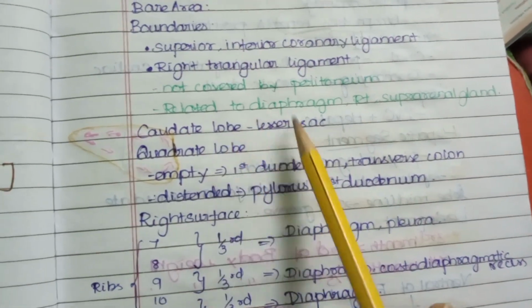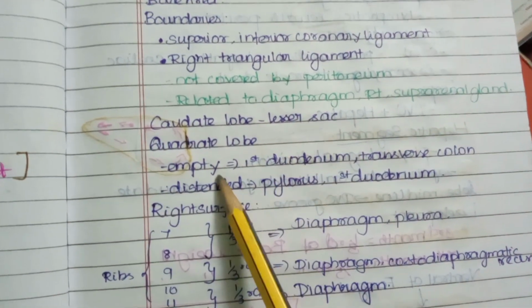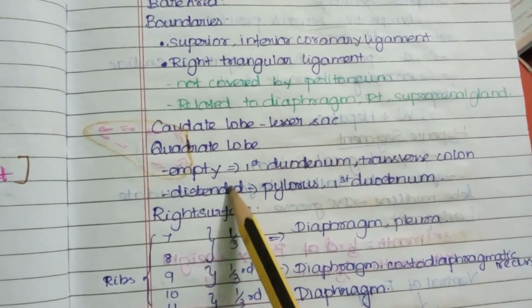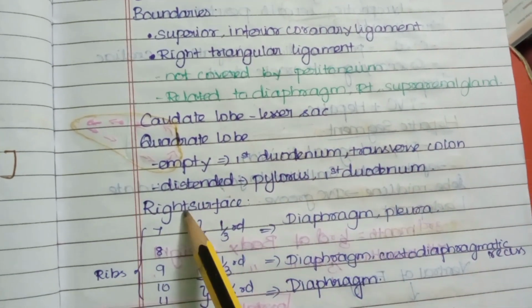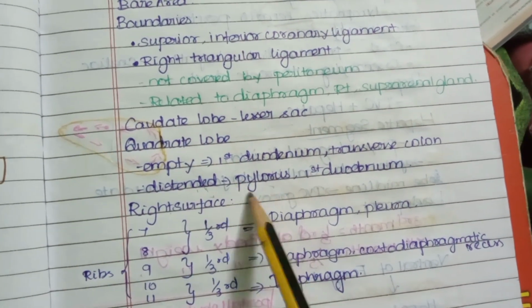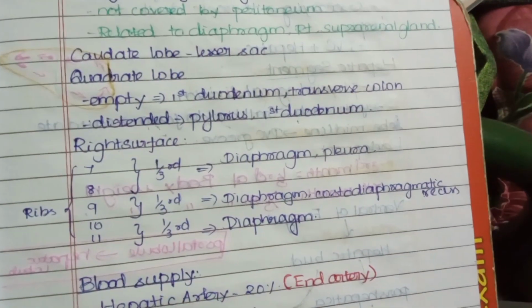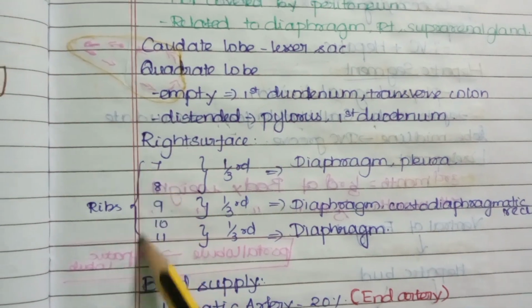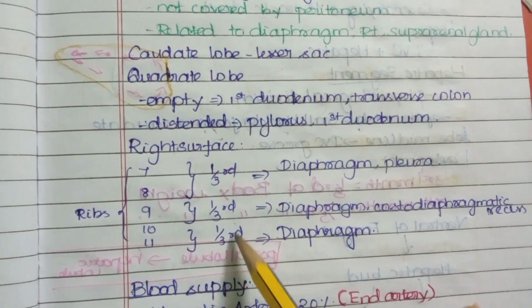Okay. One important point about the liver, which is in direct contact with the lesser omentum. Now we can see the relations of the liver. With an empty stomach, it will be related to the first part of the duodenum and transverse colon. On a full or distended stomach, it will be related to the pylorus or first part of the duodenum. Now the relations of the right surface. See here, it is related to the 7th, 8th, 9th, 10th and 11th ribs. We can divide it into three one-third parts.